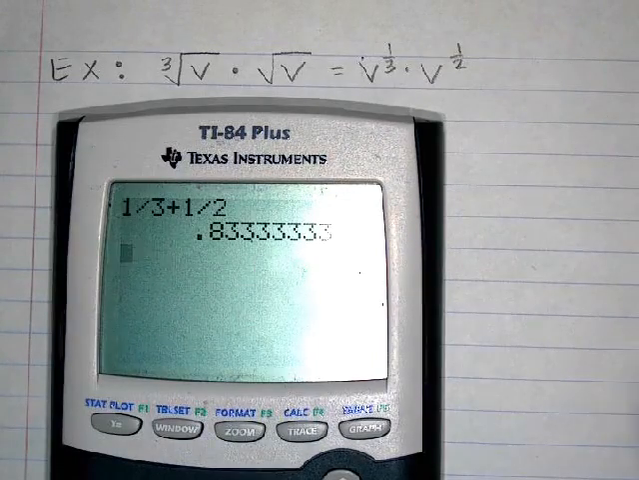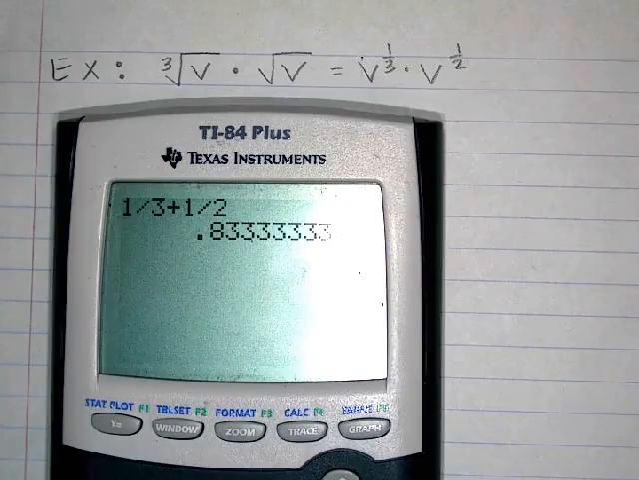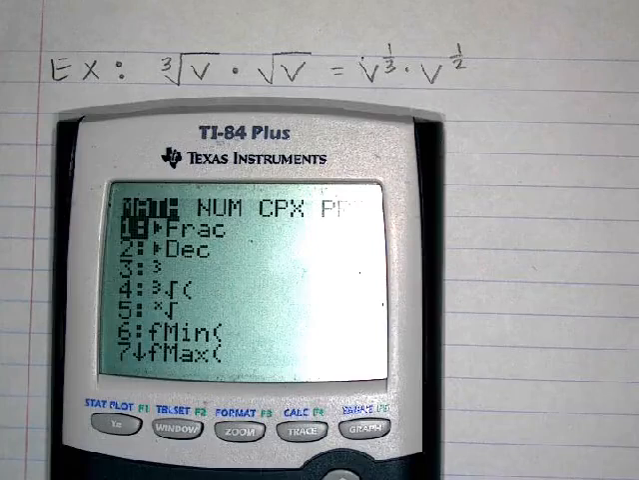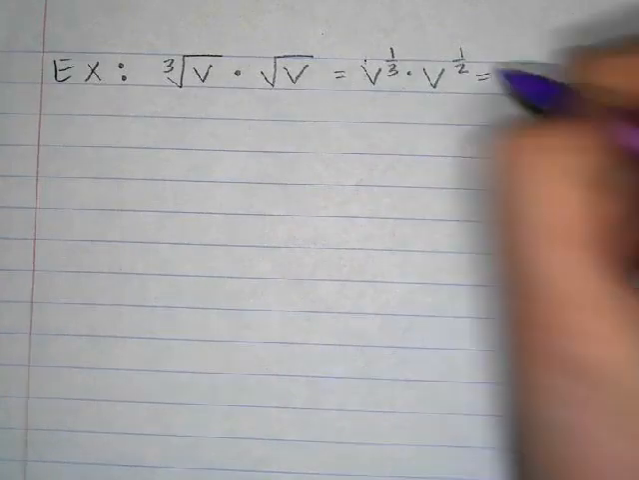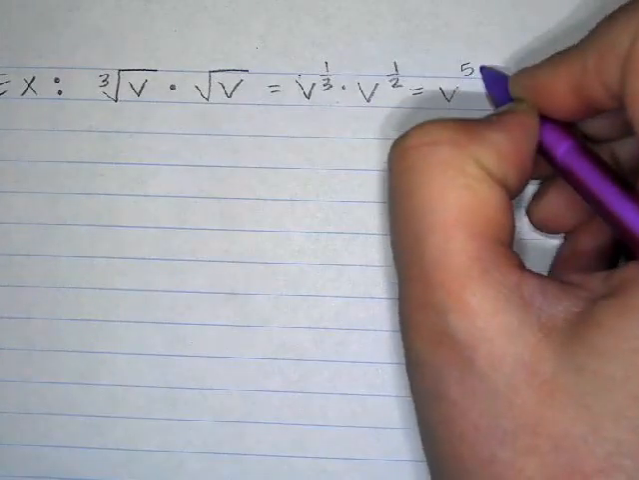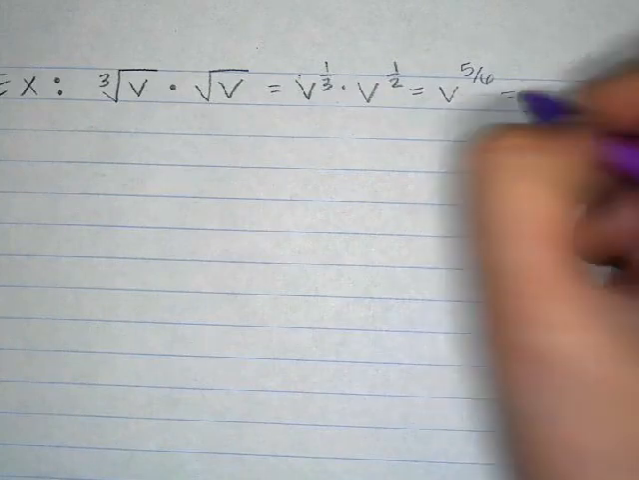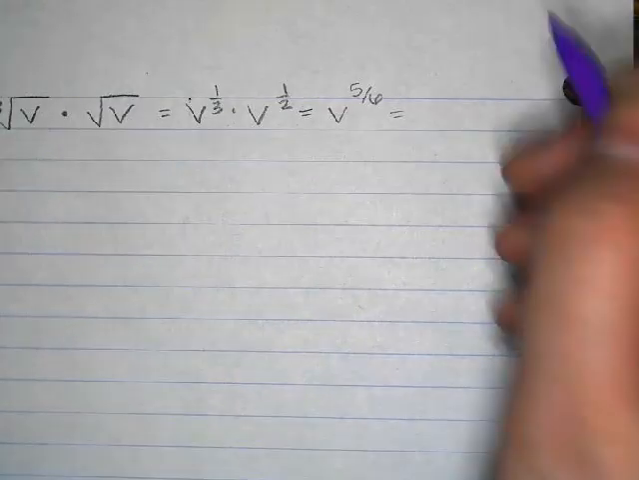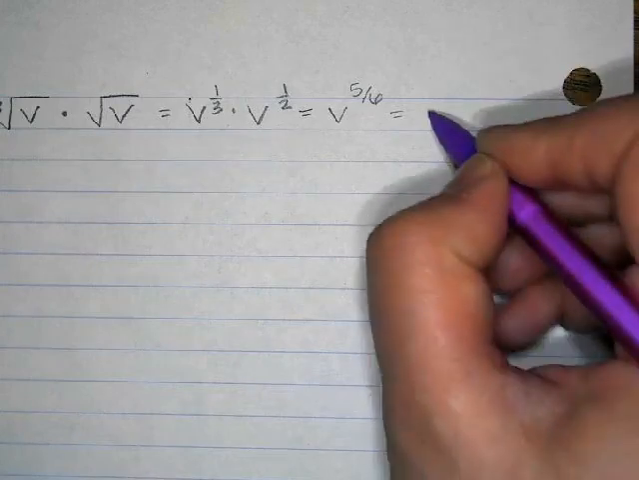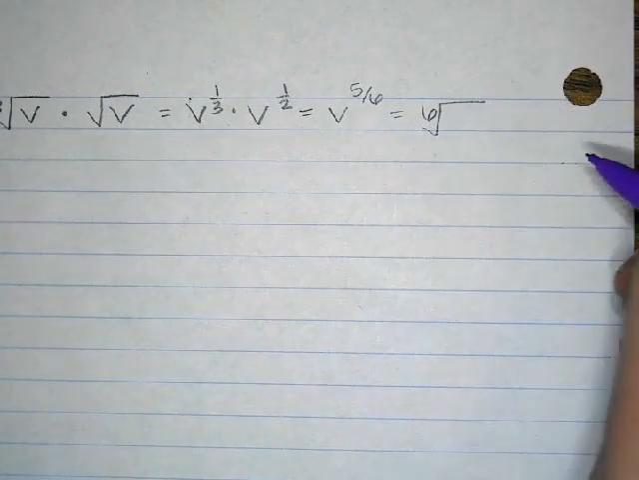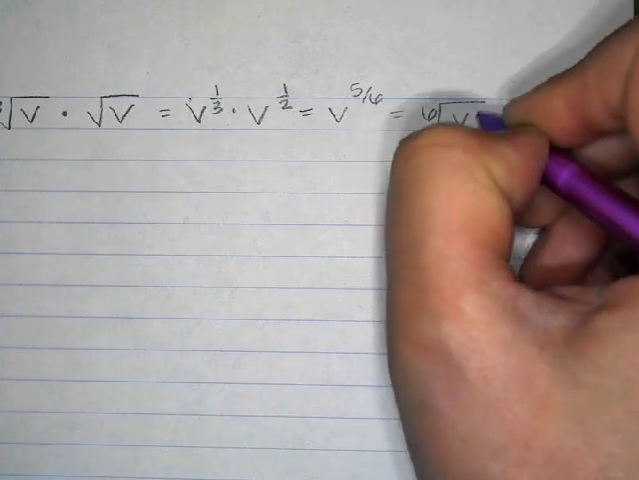I hit the math button right underneath the green button. First option is frac. And I press enter twice. So go ahead and do that on your calculators. Tell me what that fraction is. 5/6. Okay. So this is v to the 5/6. So what type of root do we have? We have a 6th root. What do we have underneath the root? v to the 5th. Does this need to be simplified? Nope. We're good.